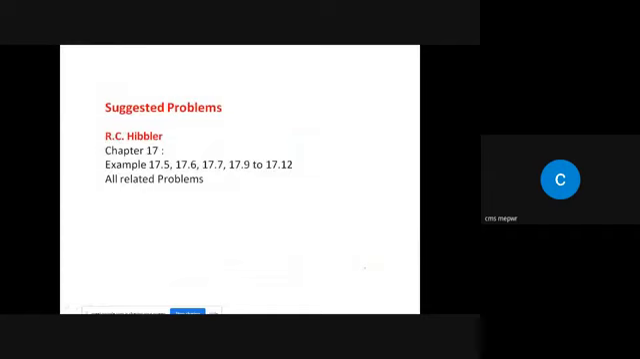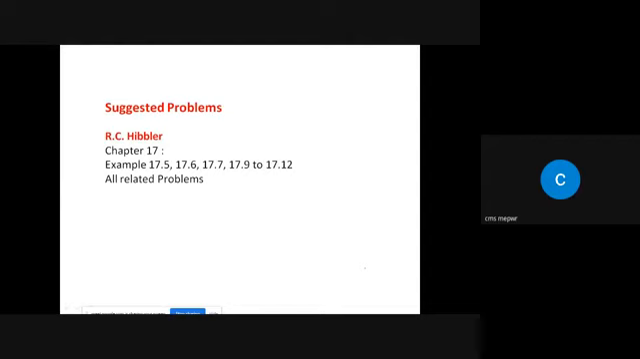Okay, so the suggested problems for these topics: since we are doing chapter 17, you can go through examples 17.5, 17.6, 17.7, and then for the next topic 17.9 to 17.12, and you also need to go through the related problems from the same book.